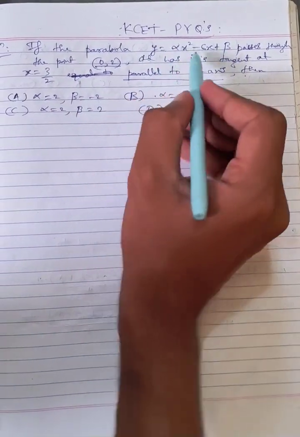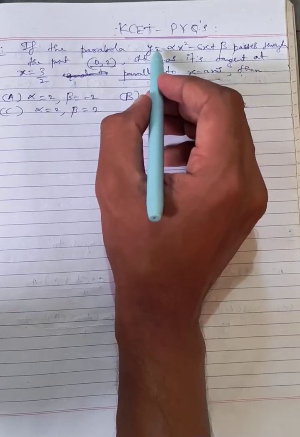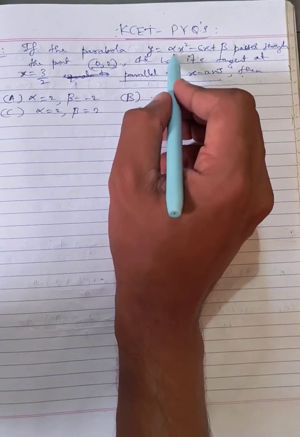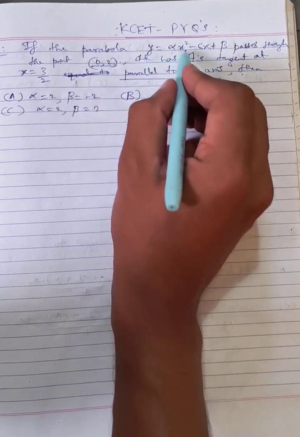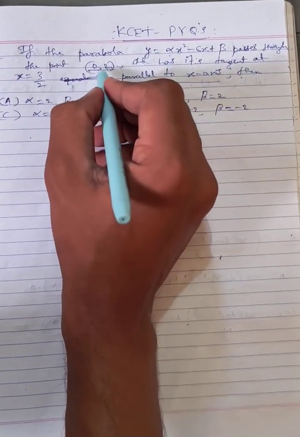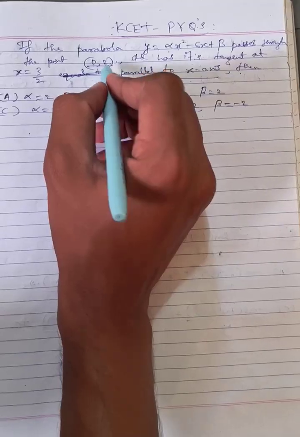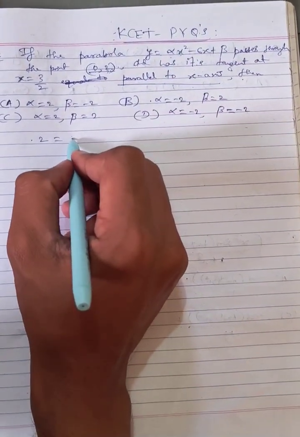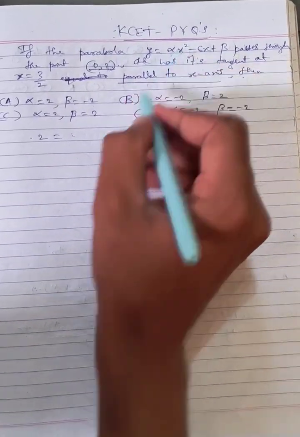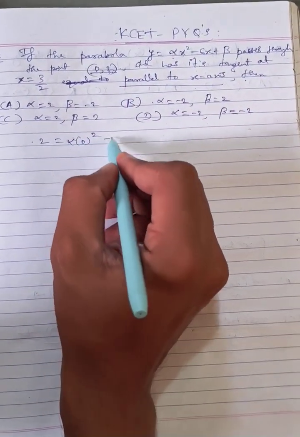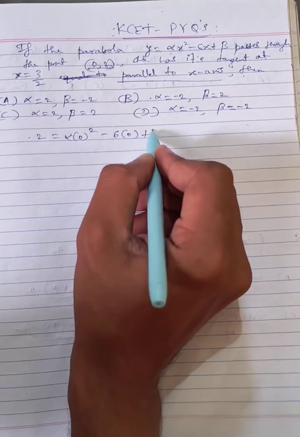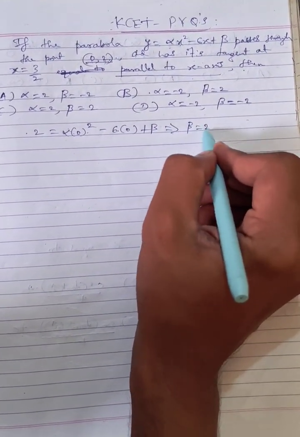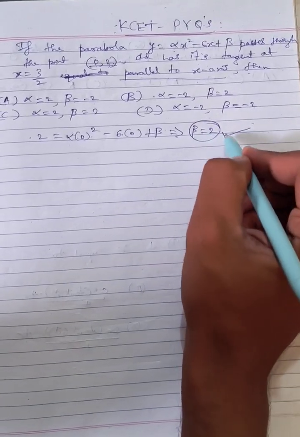Is it clear, students? First, they have given that this parabola passes through this point, which means this point must satisfy the parabola. So substitute this point into it. What is the value of x here? x is 0 and y is 2. If you substitute x equals 0, this must be 2. So that is alpha into x square, where x is 0, so 6 into 0, plus beta. Only beta remains, which implies beta is equal to 2.